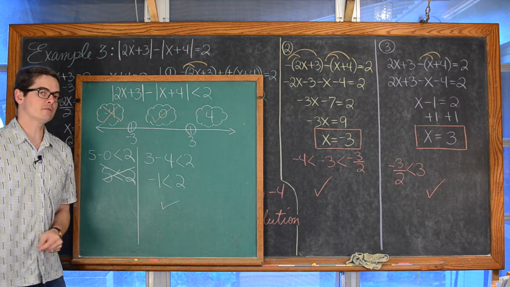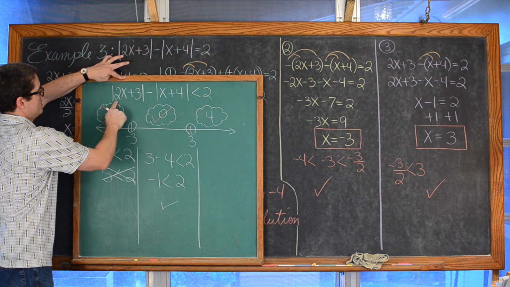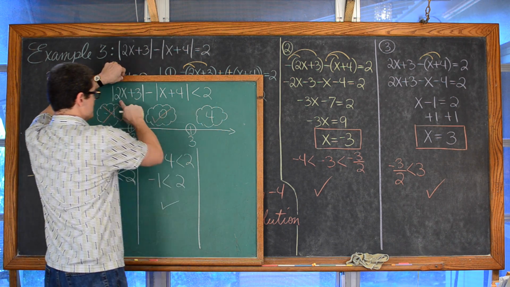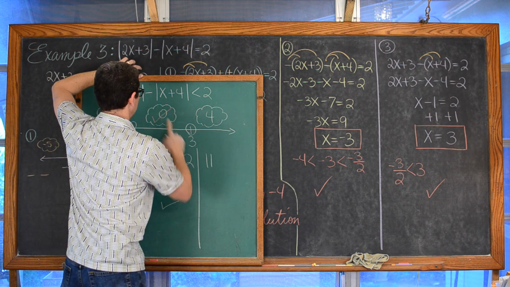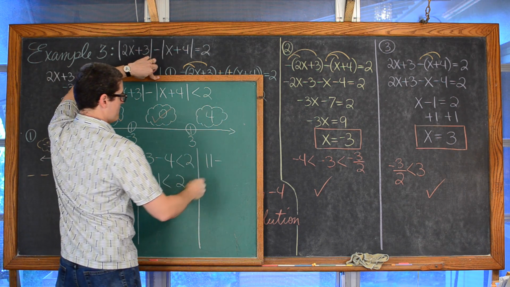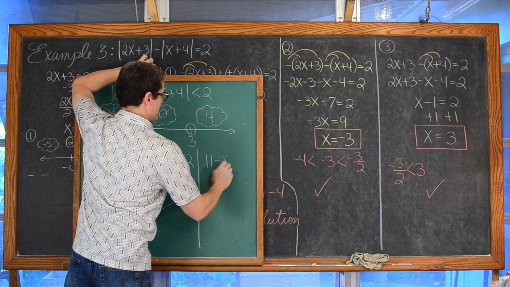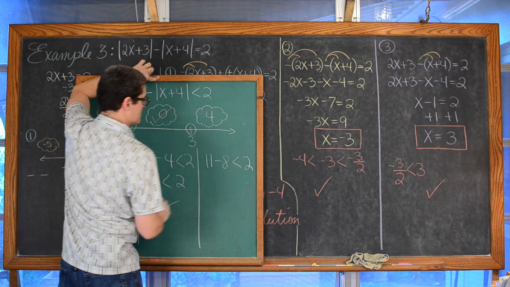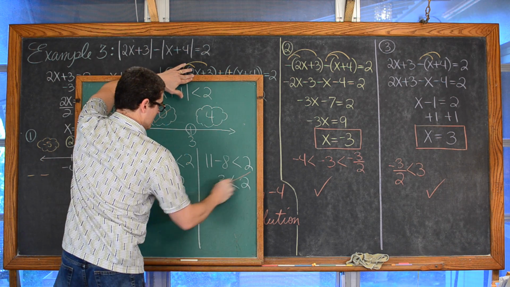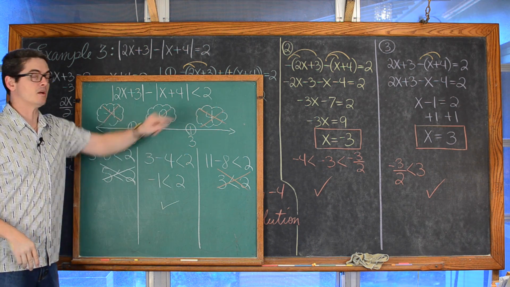Now I don't think that this last interval is going to work, but let's check it anyway. Plugging in 4, we have 2 times 4 is positive 8. Positive 8 plus 3 is equal to 11, and the absolute value of 11 is 11. Minus 4 plus 4 is equal to 8, and the absolute value of 8 is going to be equal to, well, 8. And so we have 11 minus 8. Is that, excuse me, less than 2? Well, no. 3 is not less than 2. So this part of the number line is not part of our solution to this inequality.